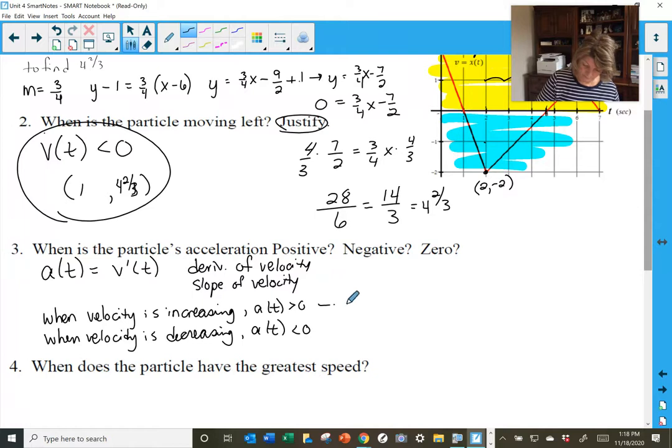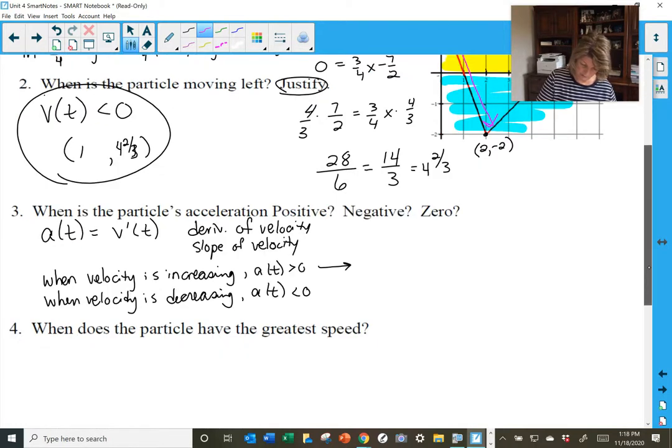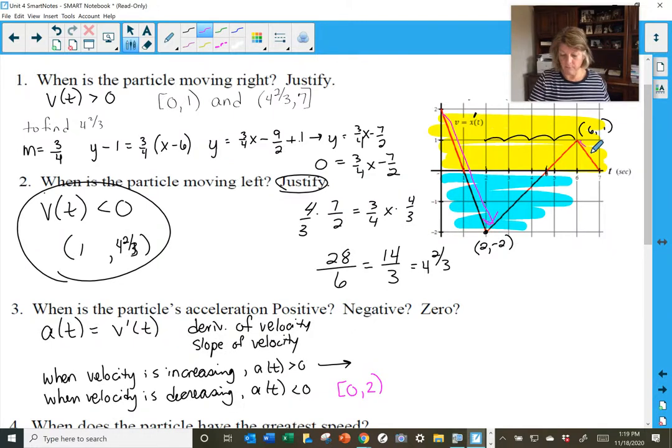So from that, I'm going to go up to my chart, and I can see that this is velocity decreasing. So from 0 to 2, velocity is decreasing, which means a of t is less than 0. And is there another spot where we're decreasing? Let's look. Yeah, right here. So from 6 to 7.